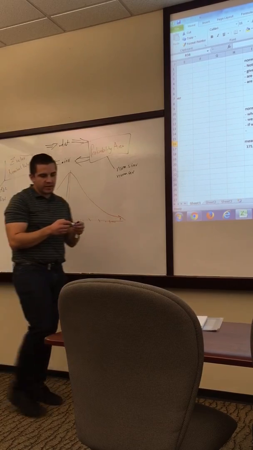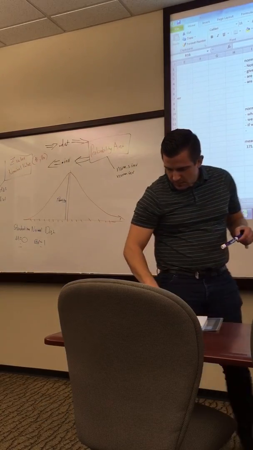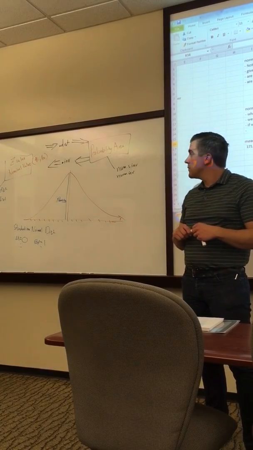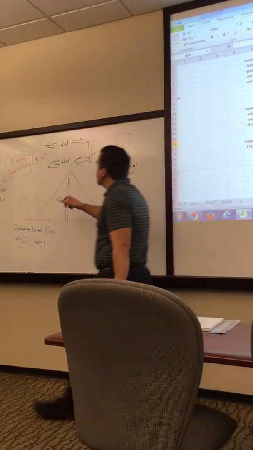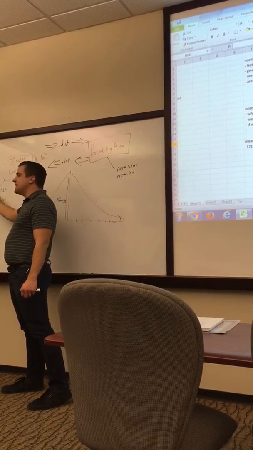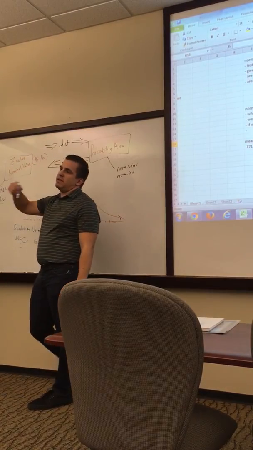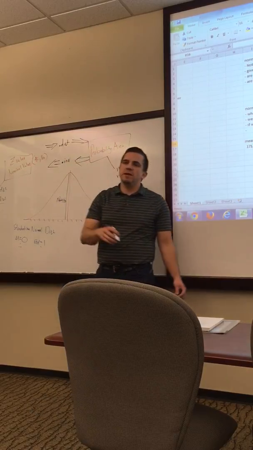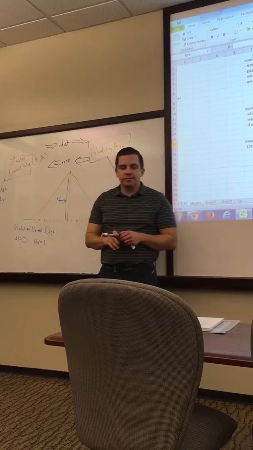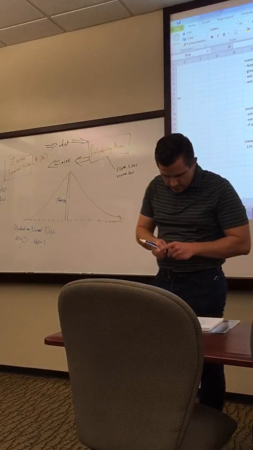So, questions on this? The dollar value and the pounds, is that for both? For the normal? No, this is just for norm.dist. If you're given norm.s.dist, you're going to be given z-values. So they're going to be smaller numbers, probably between -3 and +3, that range.